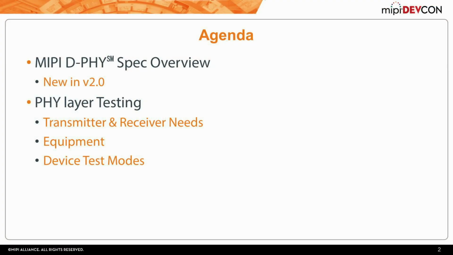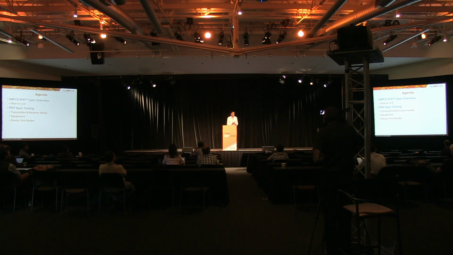So for the agenda today, in the first half of the session, we will take a brief overview of the D-PHY specification and also highlight some of the newer features in version 2.0. And then in the second half, we will talk about the various test challenges for D-PHY testing in terms of the equipment needs, and in terms of the software needs, and also put a little bit of stress on some of the device test modes the design should support to make the testing easier.